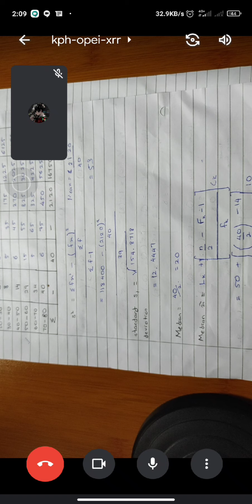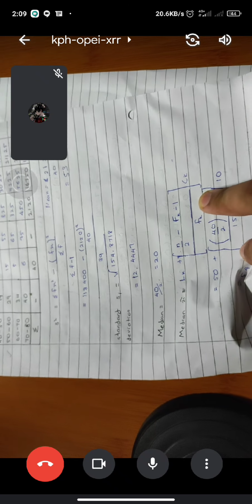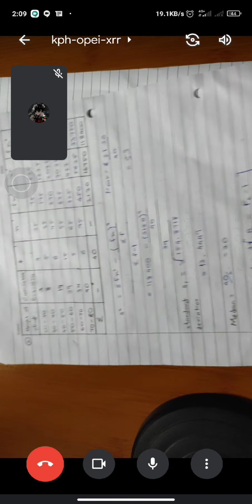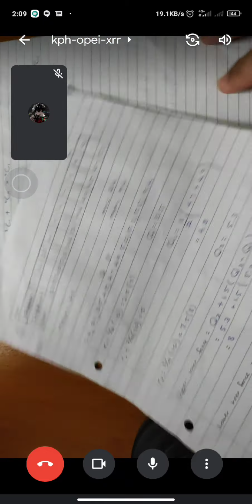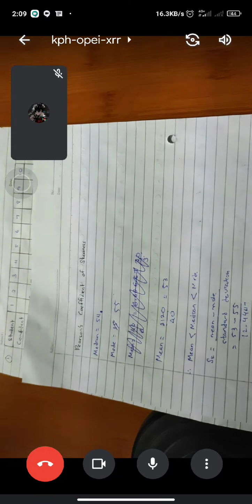Okay. The last question is determine the shape of the distribution of plant height. Suggest an appropriate measure to represent this data set. An appropriate measure to represent this data set is, we must use the Pearson coefficient of skewness.